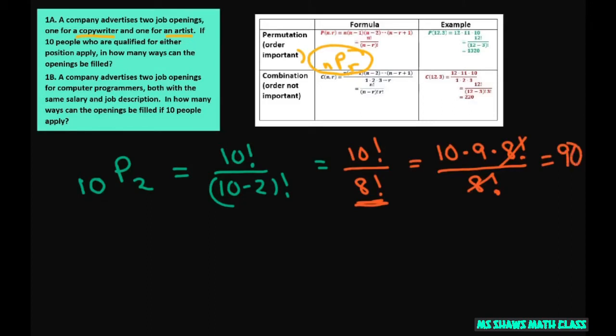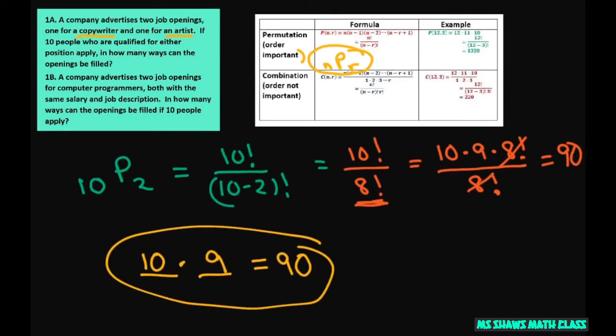Now, before, we learned about the multiplication principle. Permutations are a lot like the multiplication principle without repetition. So if you have 10 people, you can choose the first position 10 ways, and then once that position's filled, you have only 9 people left, and that gives you 90. So you could have done this either way.